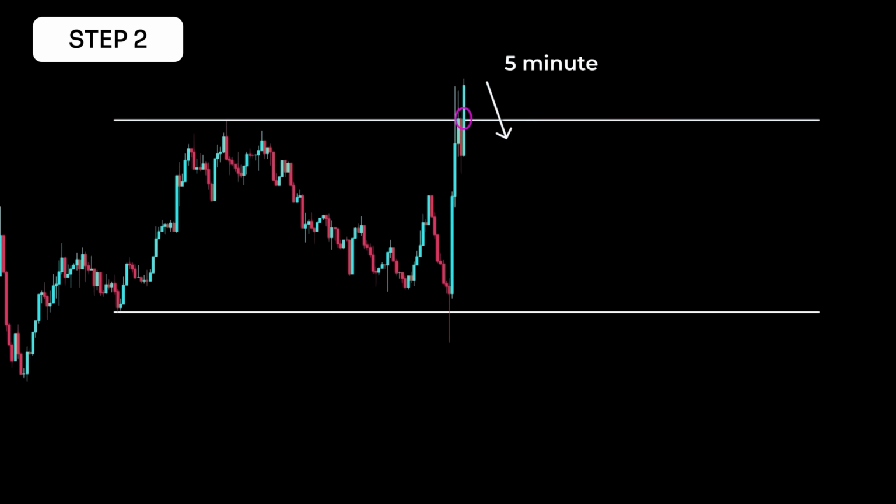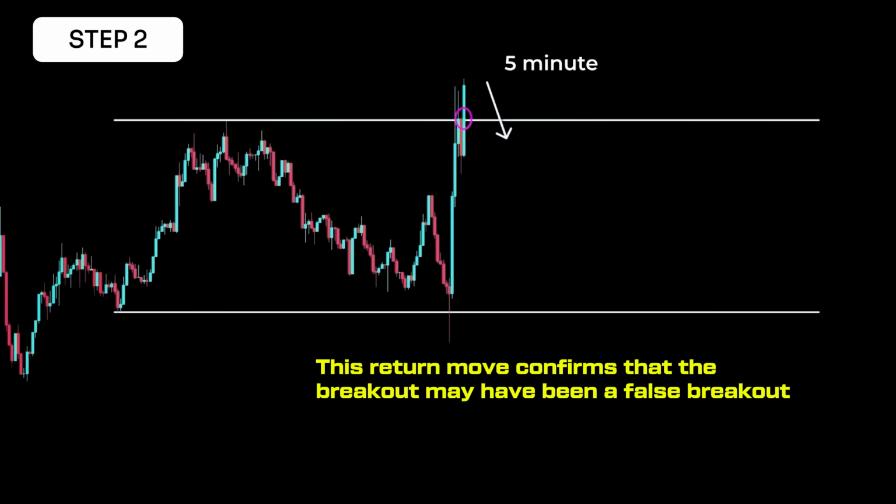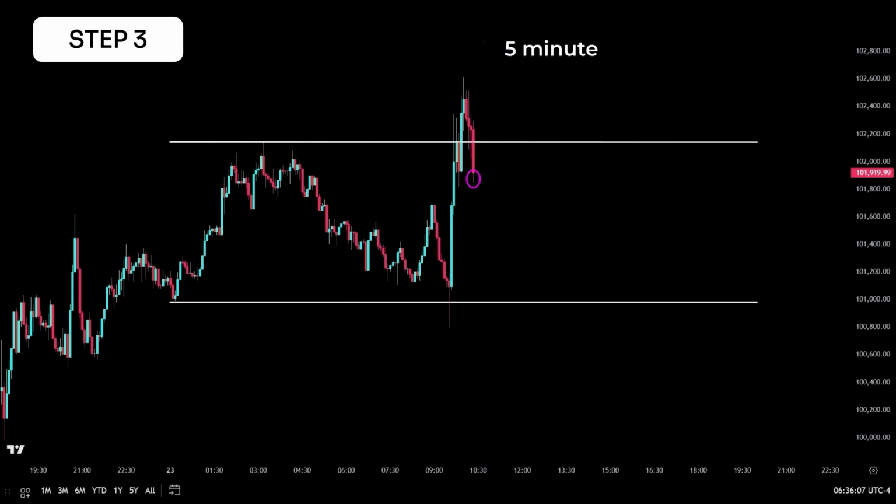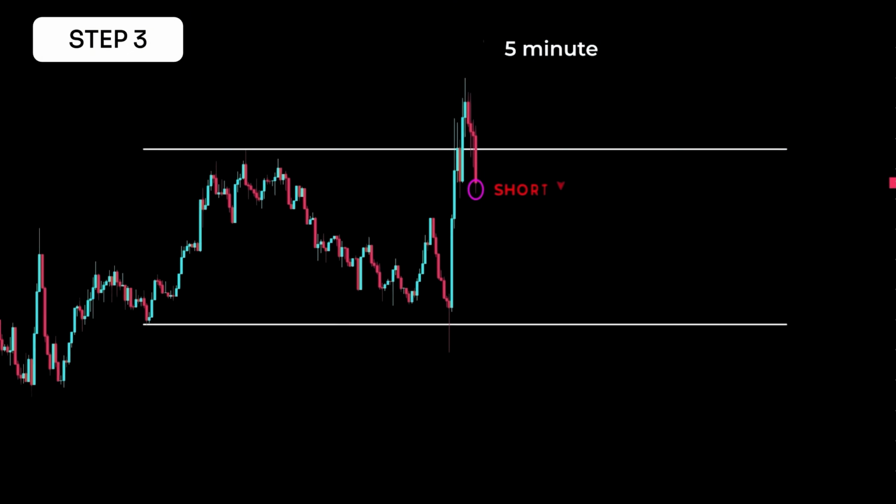Once a valid breakout has occurred, don't enter immediately. Instead, patiently wait for price to move back into the range and close inside it again. This return move confirms that the breakout may have been a false breakout. After that confirmation, we move to step 3, our trade entry.